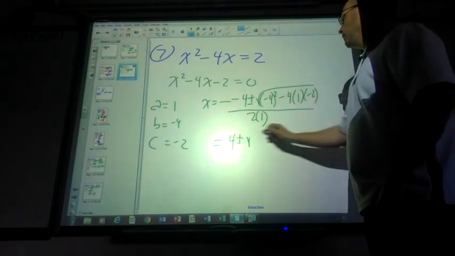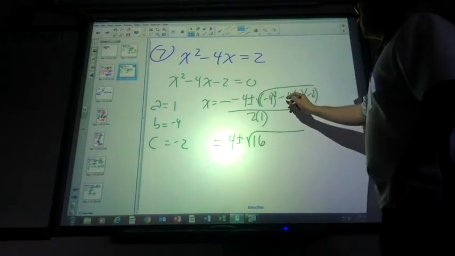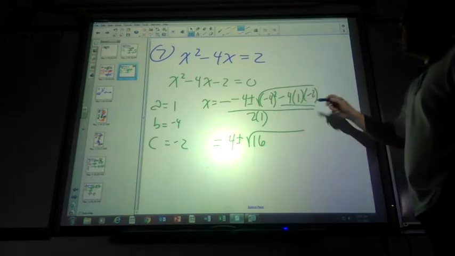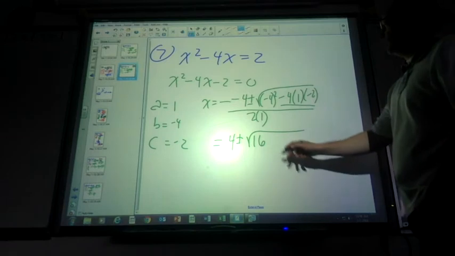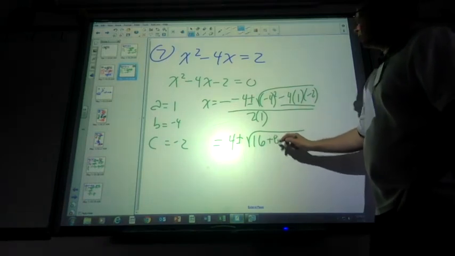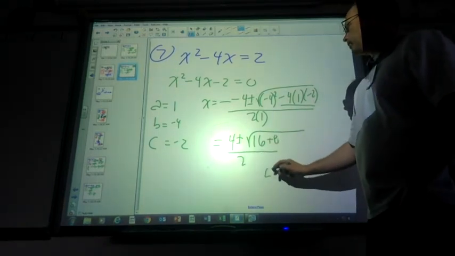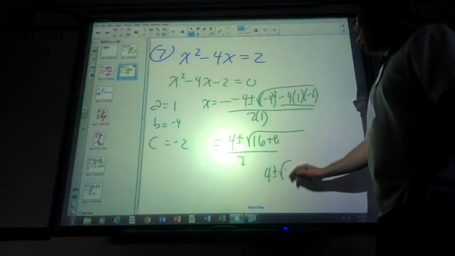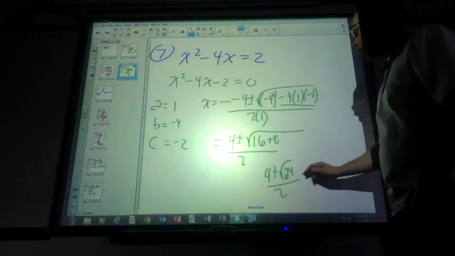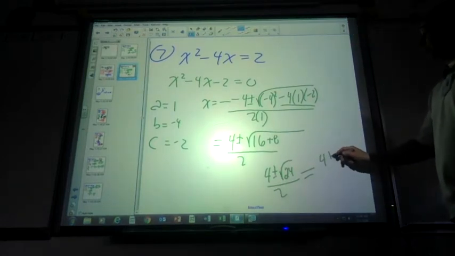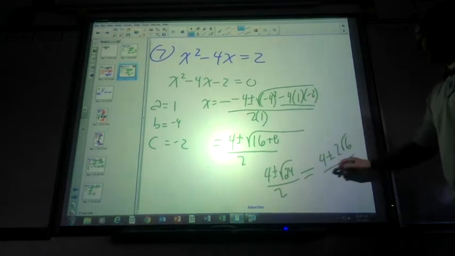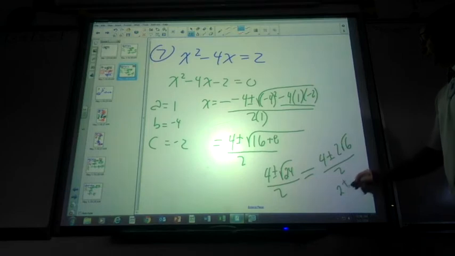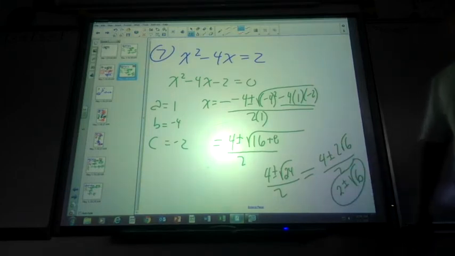Positive 4 squared, that's 16. Negative 4 times 1 is negative 4. Negative 4 times negative 2 is positive 8, all over 2. 4 plus or minus root 24 over 2. Please recognize that 24 breaks down to 4 and 6, which is 2 root 6 over 2. 2 plus or minus root 6 is my answer.